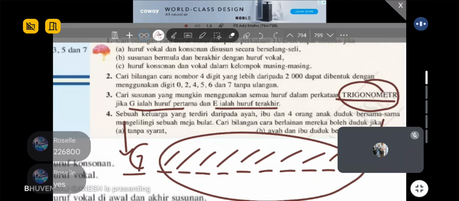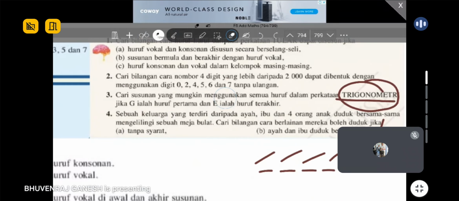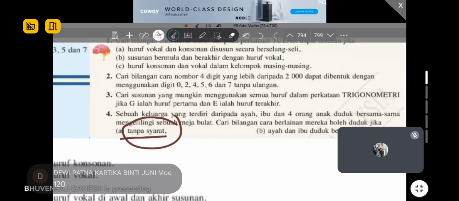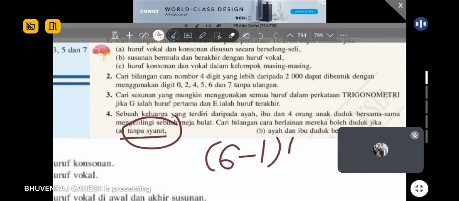Question number 4. So question number 4 is on the round table again. So got total 6 people, and the first part is without restriction. So should be easy. What is the first answer, guys? All right, very good. So total n is 6. So 6 minus 1 factorial. So 120. Part A.